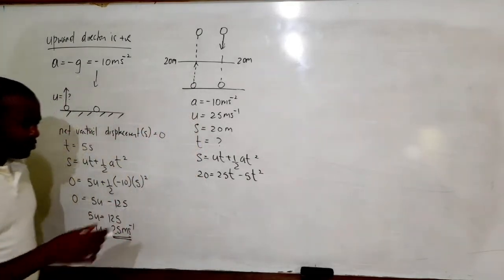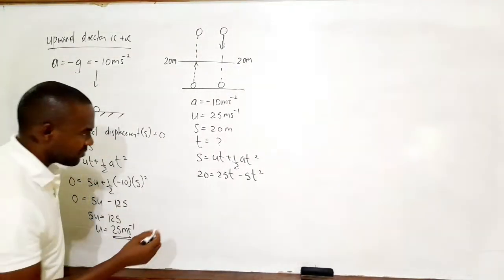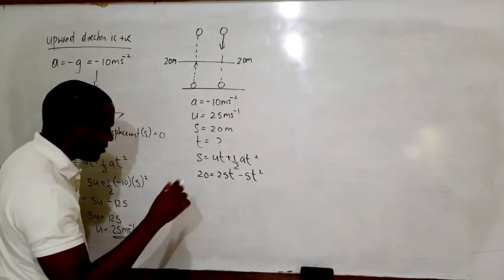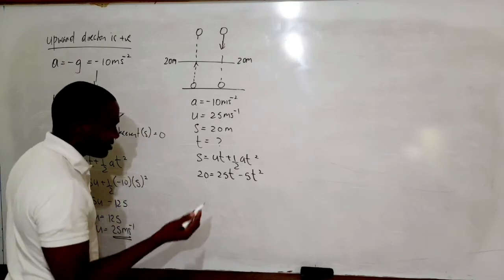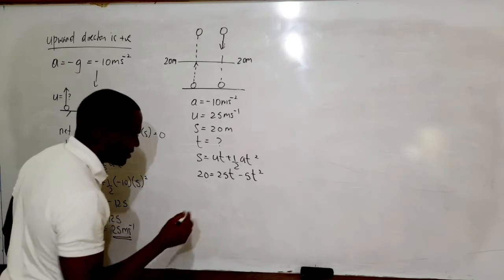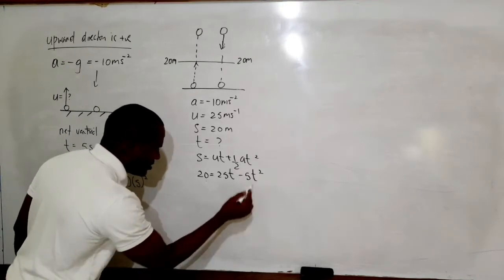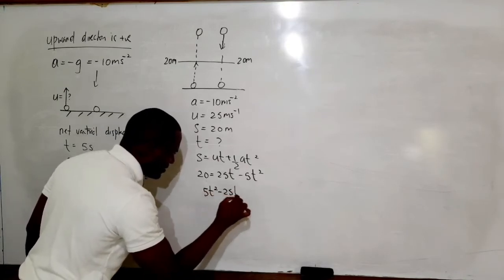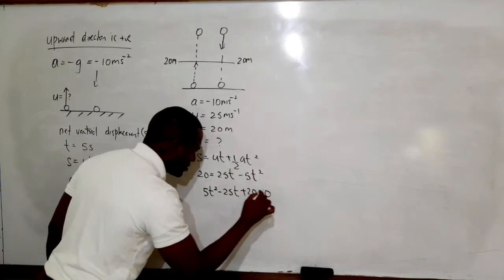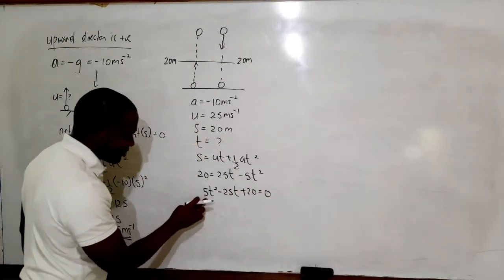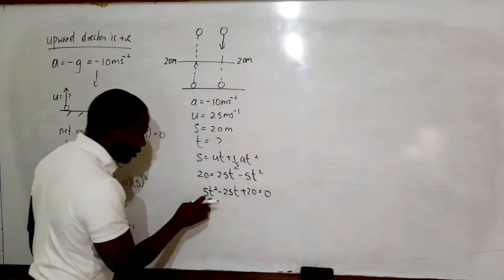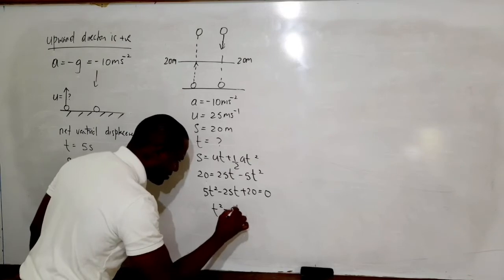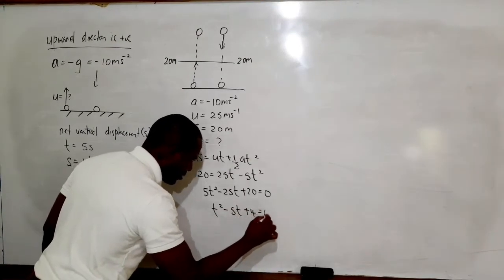Now this is looking like a quadratic, so we'll bring all the terms to one side. Let's bring all the terms to the left hand side. These terms come over, they're going to change sign, so we get 5t squared minus 25t plus 20 equals 0. And because each of these coefficients is a multiple of 5, we can divide through by 5, and so we get t squared minus 5t plus 4 equals 0.